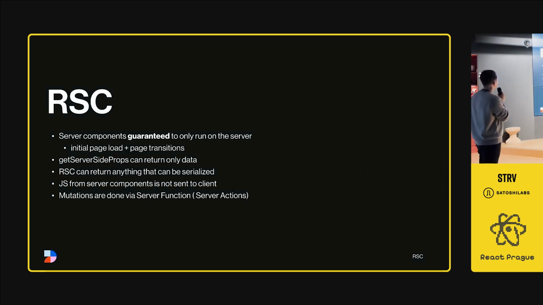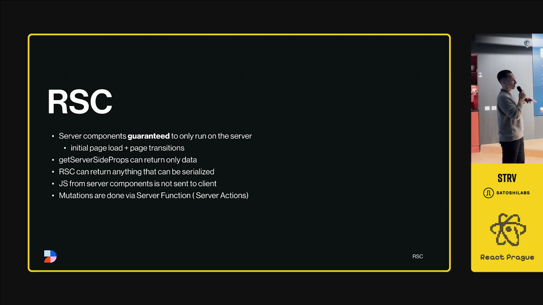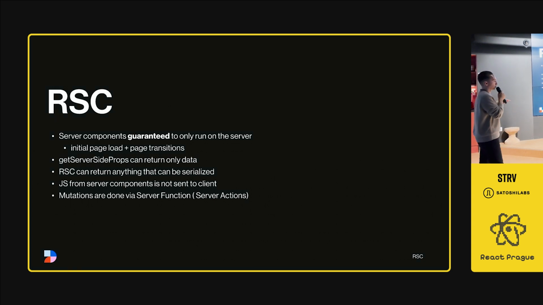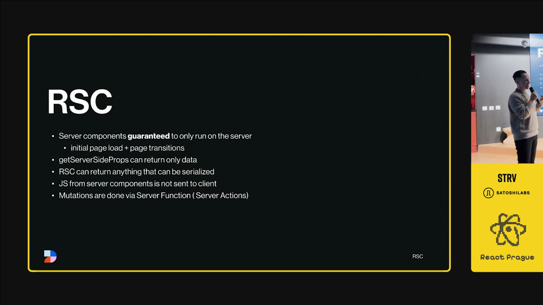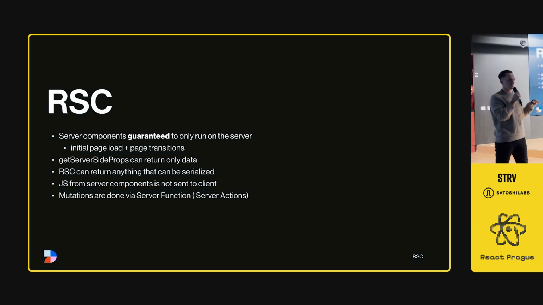So what is RSC? Actually, it's a server component that is guaranteed to run on the server only, meaning on the initial payload and after that on the subsequent page transitions. The difference from the famous getServerSideProps is that it can return only JSON that you pass as props. The server components can render anything that can be serialized, meaning strings, components, objects, anything like that.